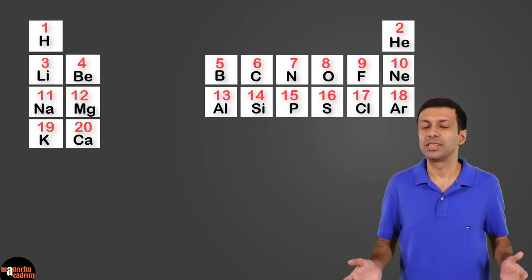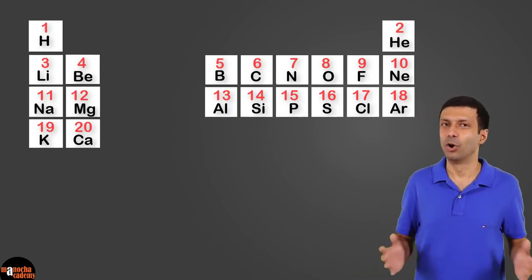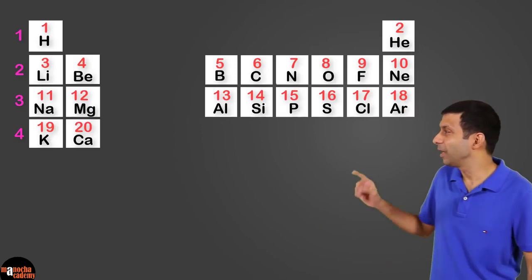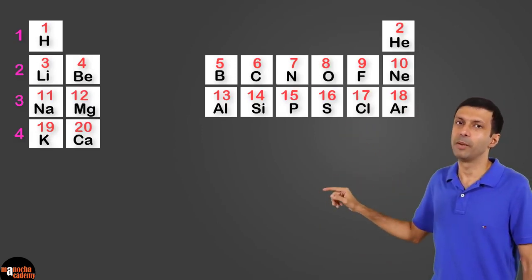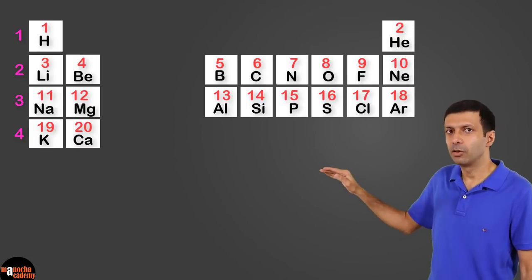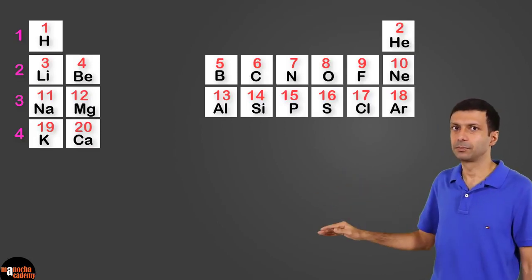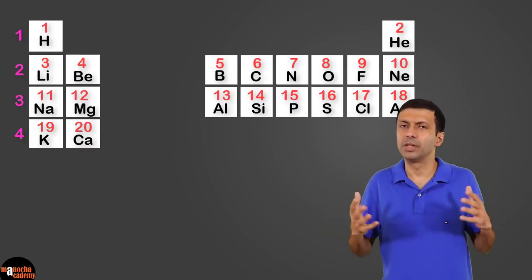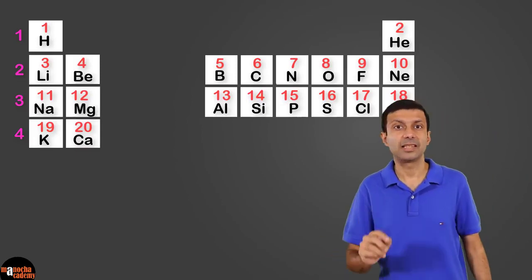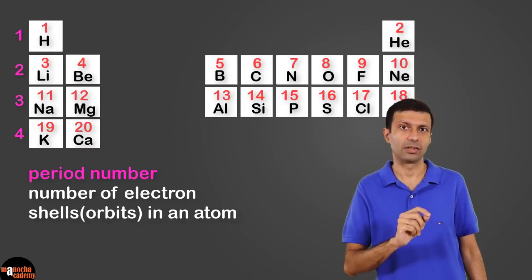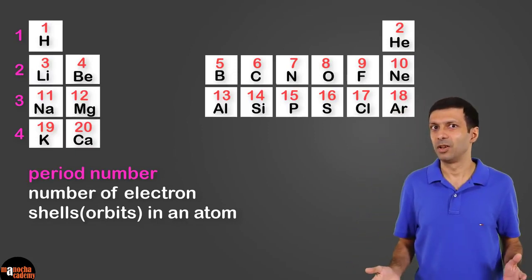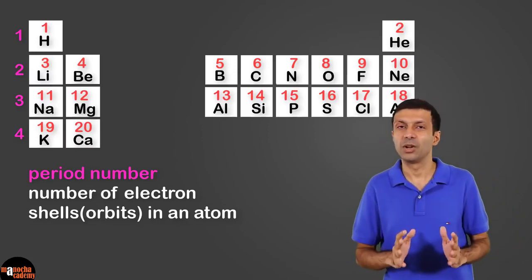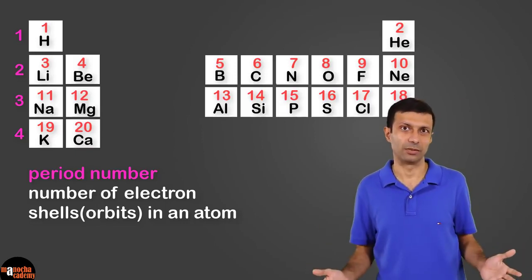Now let's talk about the significance of the period or the row. So in our mini periodic table, we have periods from 1 to 4. But remember, in the full periodic table, you have it up till 7. So what does this period number tell us? It tells us the number of electron shells or electron orbits present in an atom. So we can predict the number of shells without even drawing the electronic structure.